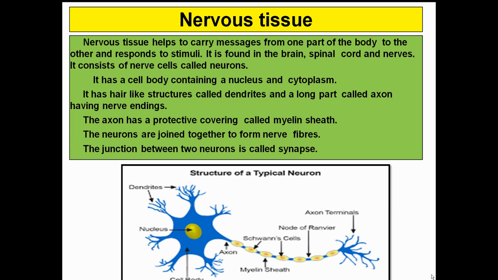In the cell body, we find a nucleus and some protoplasmic arms, which are referred to as dendrites. The axon part has a protective covering, which is referred to as the myelin sheath. The neurons are joined together with the nerve fibers, and the junction where two neurons are connected with each other, so that information can be imparted from one end to the other end, is referred to as a synapse.